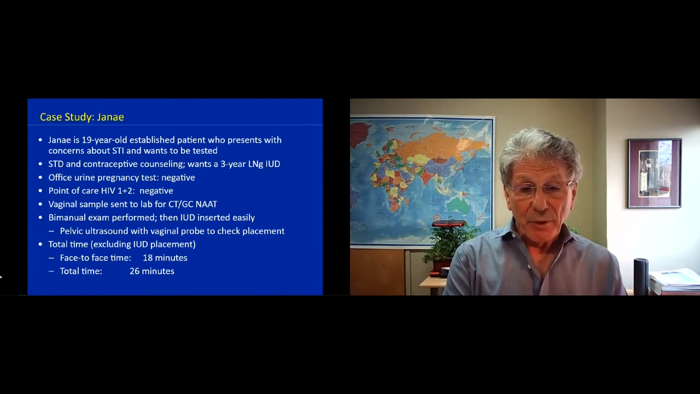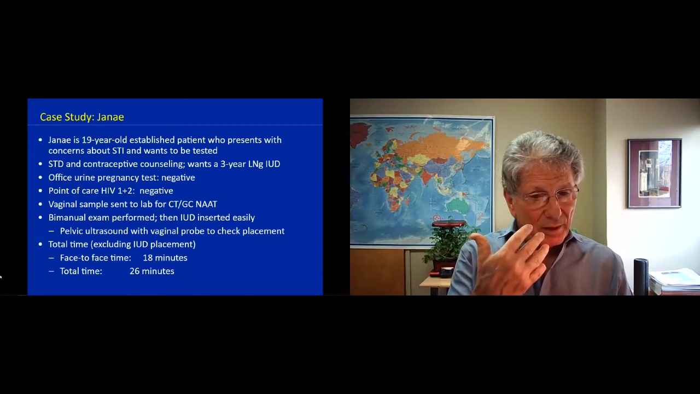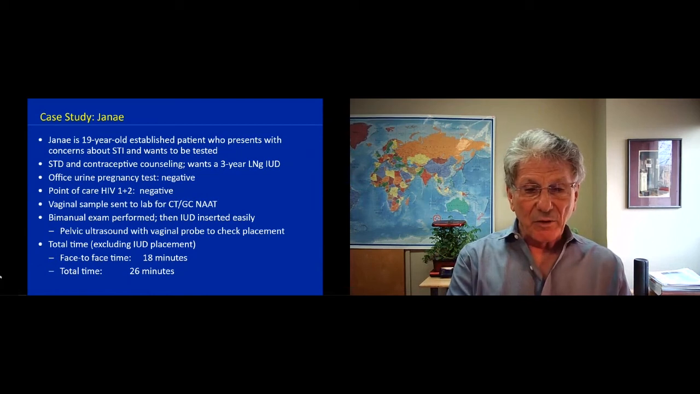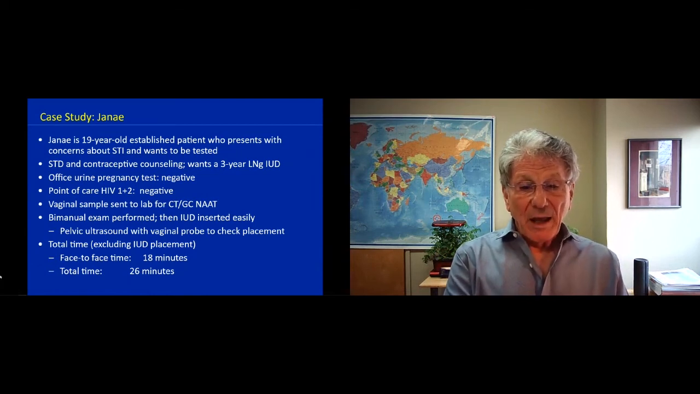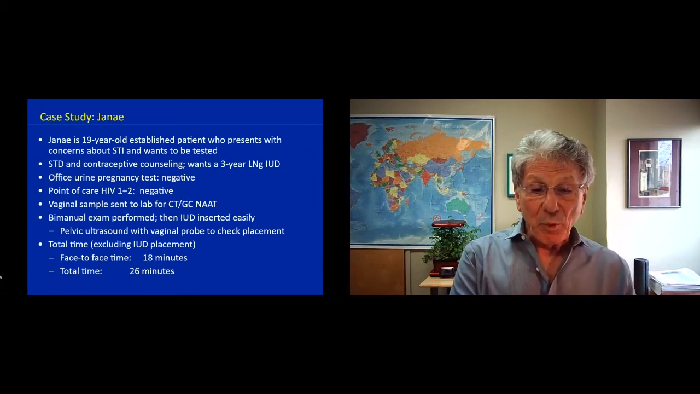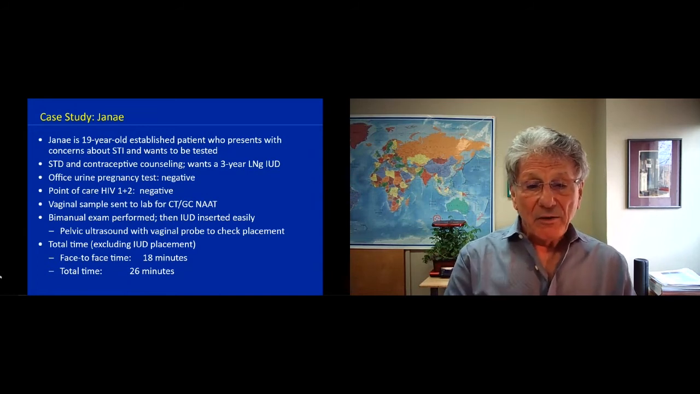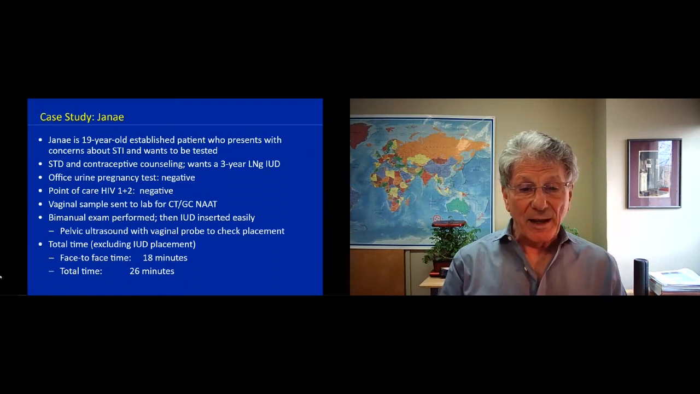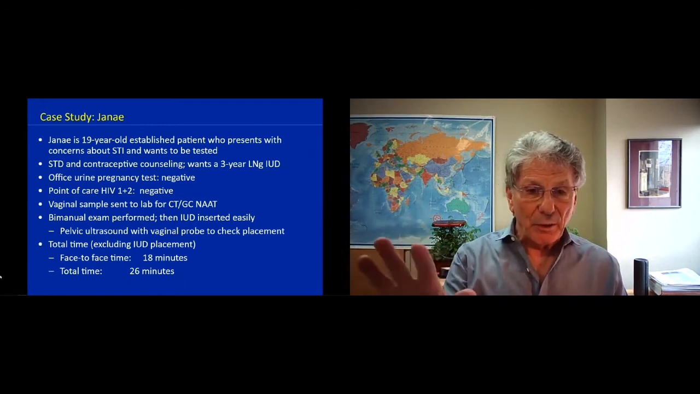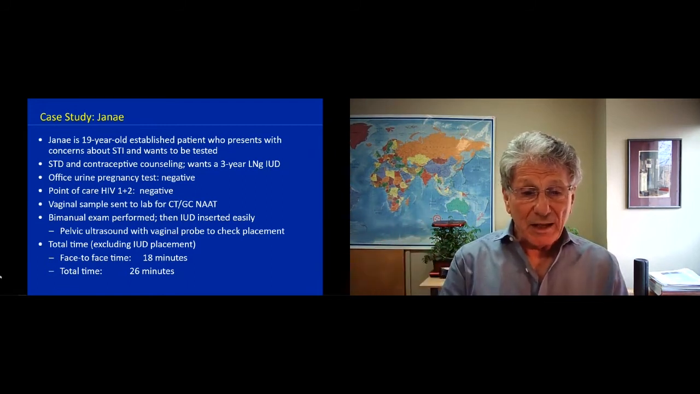She had an office urine pregnancy test that was negative. She had a point of care HIV test using a saliva sample, again, because of her STD concerns, that was negative. And a vaginal sample was sent to the laboratory for gonorrhea and chlamydia, because she's 19 years old and she hasn't been checked in the last year or so. It has nothing to do with the fact that she chose an IUD. It's time for her annual chlamydia and gonorrhea test.